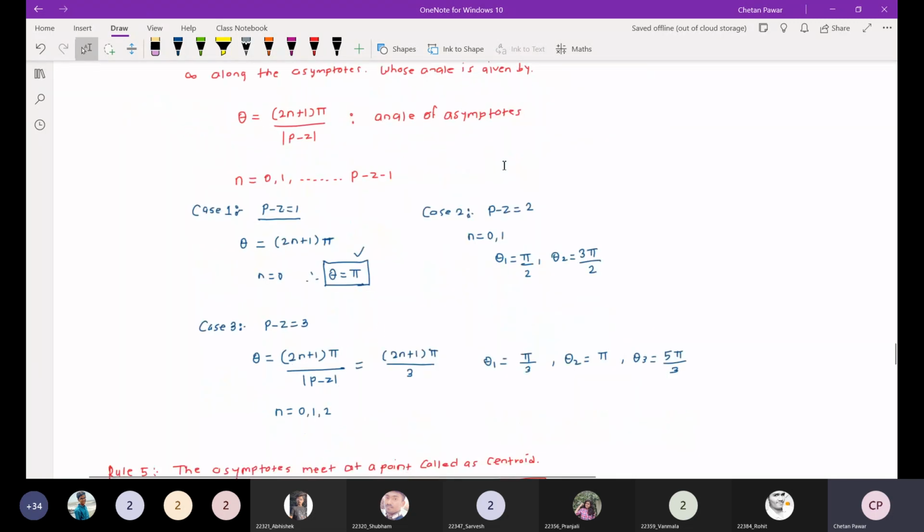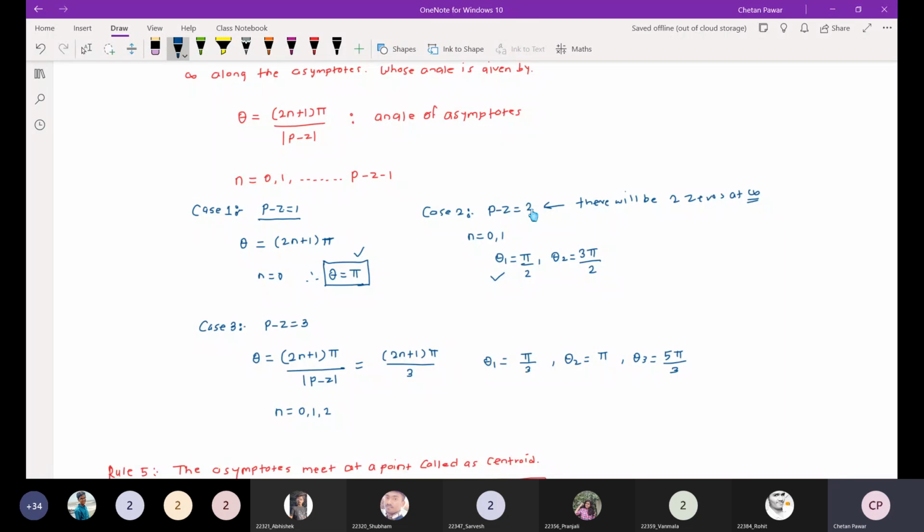Case 2: when the difference between the number of poles and zeros is equal to 2. In this case there will be two asymptotes, because there will be two zeros at infinity, and those zeros' directions will be given by the asymptotes. So one asymptote will have the angle pi by 2.